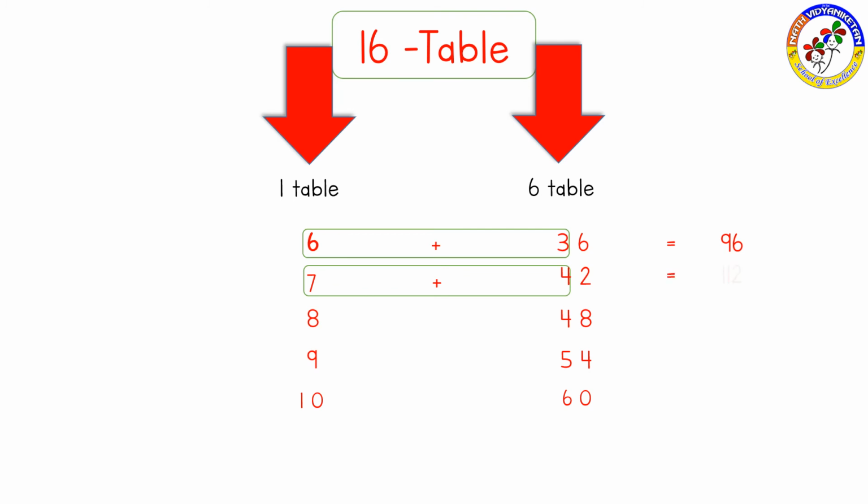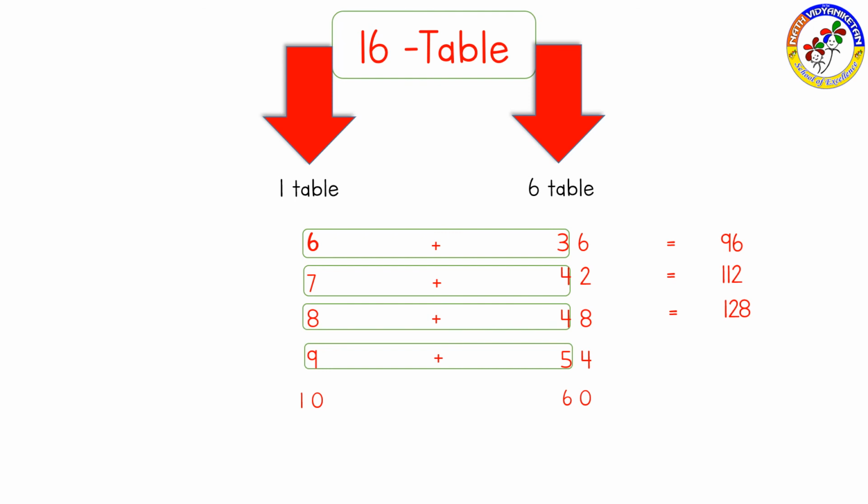Now 7 plus 4. 7 plus 4 is 11 and write 2 as it is. That is 112. Now 8 plus 4. 8 plus 4 is 12 and write 8 as it is. That is 128. Now 9 plus 5. 9 plus 5 is 14 and write 4 as it is. That is 144. Now 10 plus 6. 10 plus 6 is 16 and write 0 as it is. That is 160.